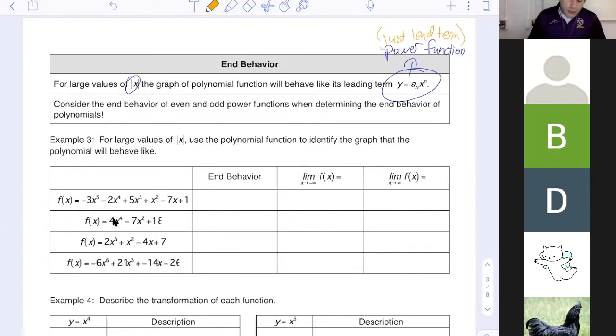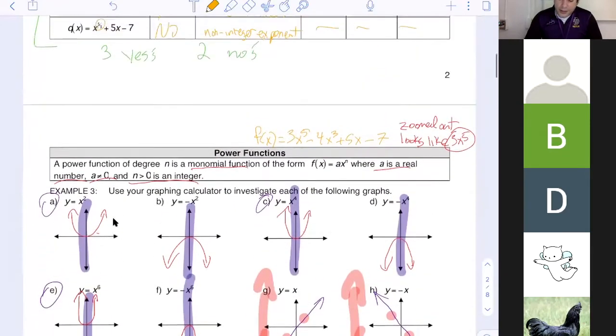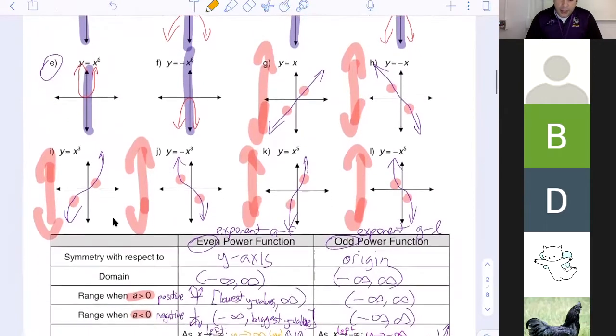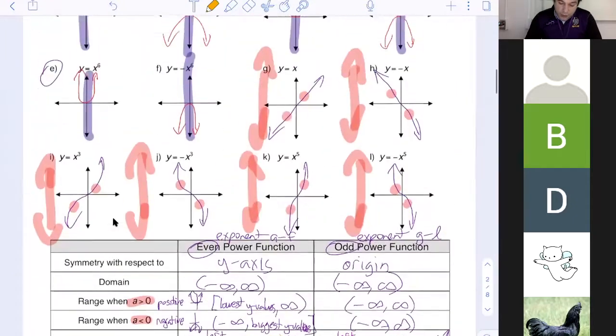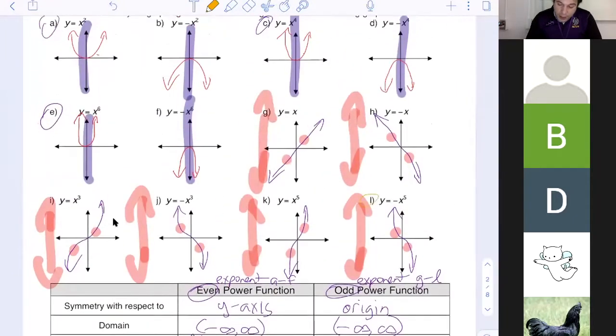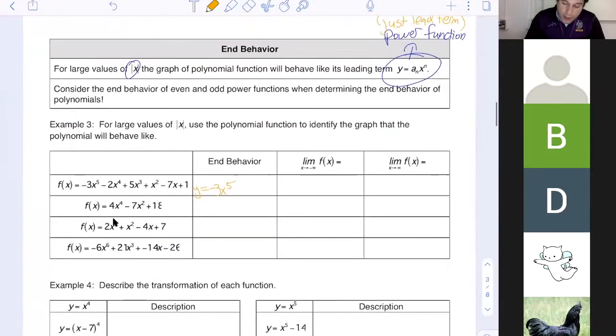So looking at this first one here, the end behavior is going to look like y equals negative 3x to the fifth, because that's the lead term. And I could go back up, and again, you guys have access to your notes at any time. So I can go up and see what it looks like. So negative 3x to the fifth, well, that's going to look like L, right? And so I kind of know that it's going to look like this.